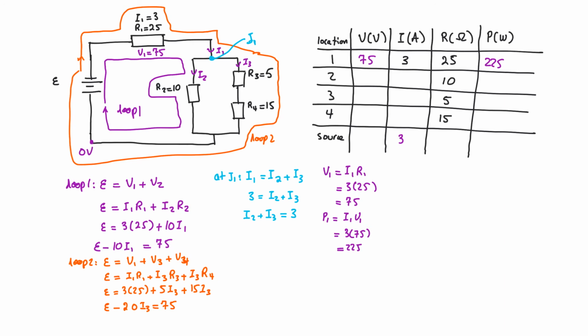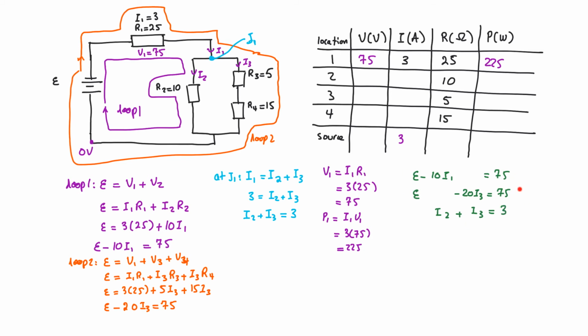Now, once I have this, I have 3 equations, and in these 3 equations, I have 3 unknowns. Those unknowns are the potential difference across the battery, I1 and I3. This one doesn't have the potential difference, this one doesn't have I3, and this one doesn't have I2. But we have 3 equations and 3 unknowns, so we can start solving things. I'm going to write down all my equations here. The first one says EMF minus 10I1 is equal to 75. The second one says the potential difference minus 20I3 is equal to 75. And my last one says that I2 plus I3 is equal to 3.